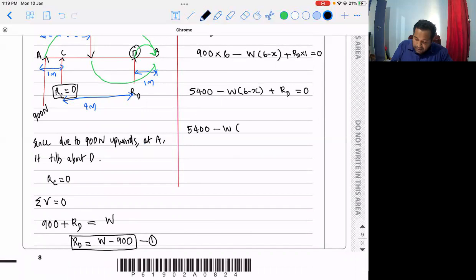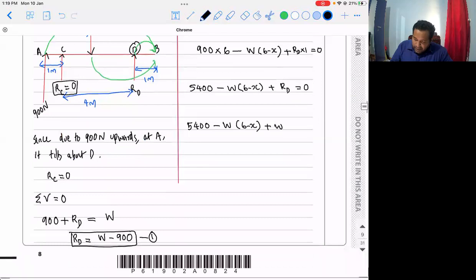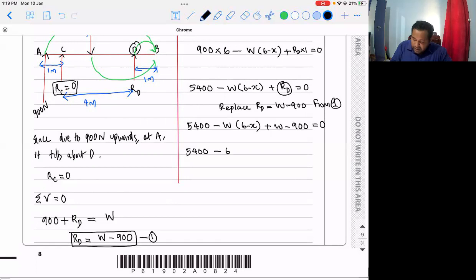5,400 minus W times 6 minus X plus W minus 900 is equal to 0. Because I'm replacing the value of RD. Okay, so replace RD as W minus 900 from equation number 1. Am I correct? So if you're substituting this, what happens? 5,400 minus 6W plus WX. I'm expanding the bracket, okay? Plus W minus 900 is equal to 0.